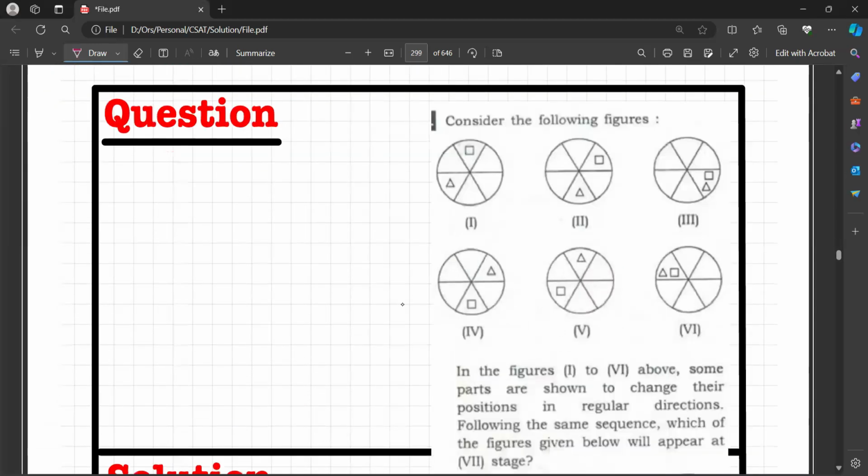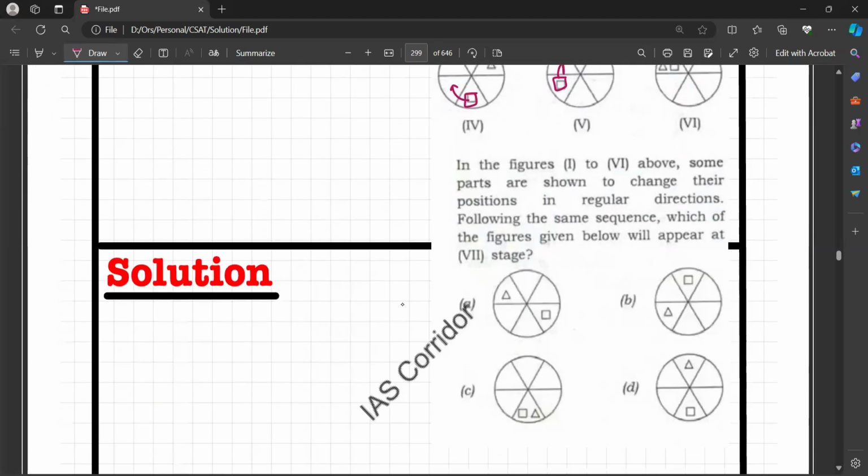Question number 7. This is a square. Square again comes here. Now it comes here. Now it takes a turn, comes here. It goes here again. Now here it comes. Now in this next position, it will come here. Now where is the square here? In this case only, the square is present here. In the rest of the cases, the square is absent. So your answer is B.